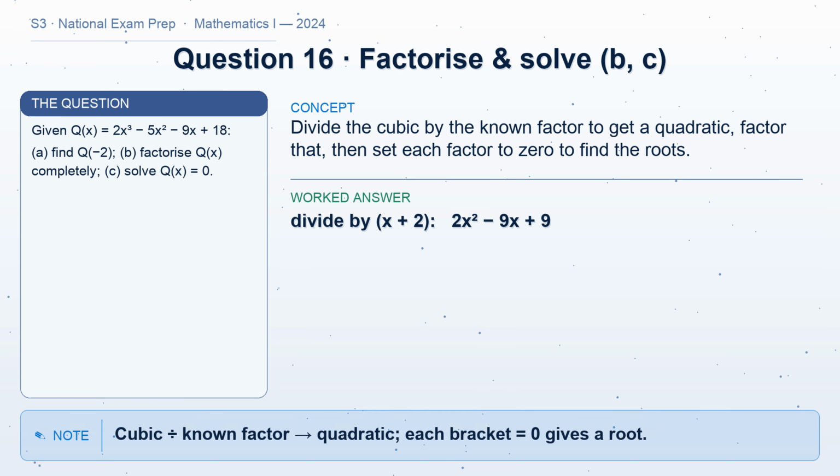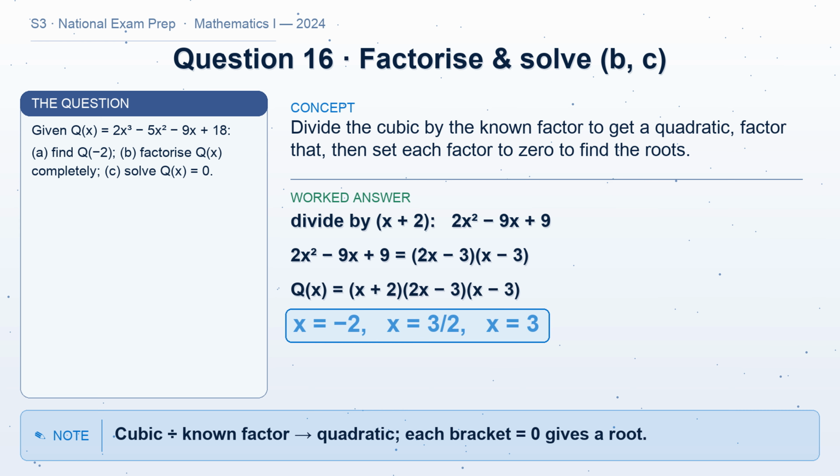That quadratic factors as 2x minus 3 times x minus 3. So q of x is x plus 2 times 2x minus 3 times x minus 3. Setting q of x equal to 0, each bracket gives a solution. x equals minus 2, x equals 3 over 2, and x equals 3.